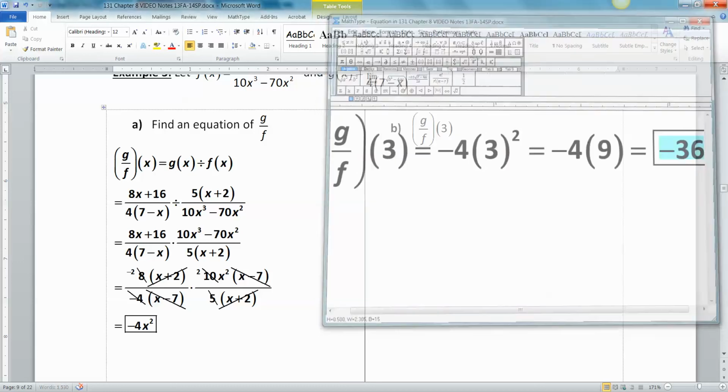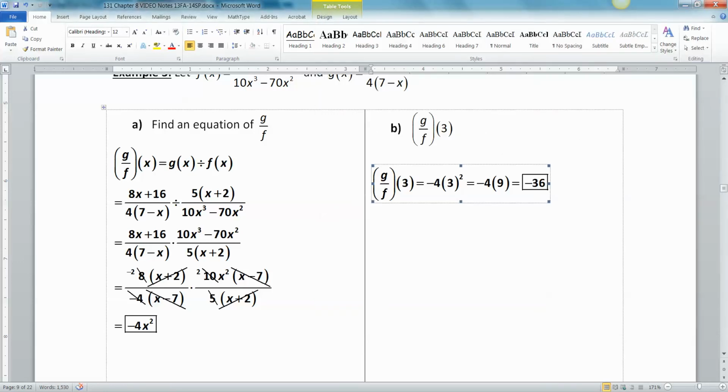So if you have the equation already made, then it's pretty easy and quick to find that. And then I think we are all done with section 8 too. So hopefully you know how to multiply and divide algebraic fractions. See you then. I mean, see you later. Silly.